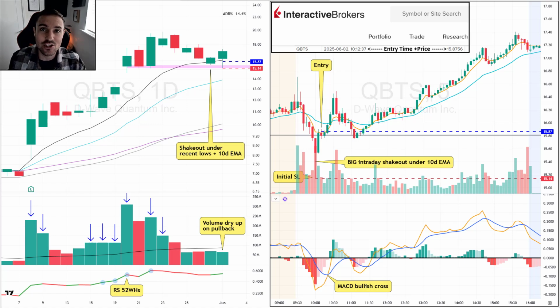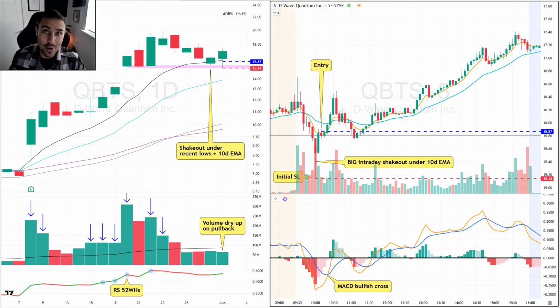I'm going to take you through my entry in QBTS from June 2nd, 2025. Now, to my mind, QBTS is one of the strongest momentum leaders in the market right now in a very strong theme that is quantum computing. So I got an entry around its 10-day EMA on a pullback utilizing my In Morello setup. That's the intraday mean reversion long, so the In Morello.